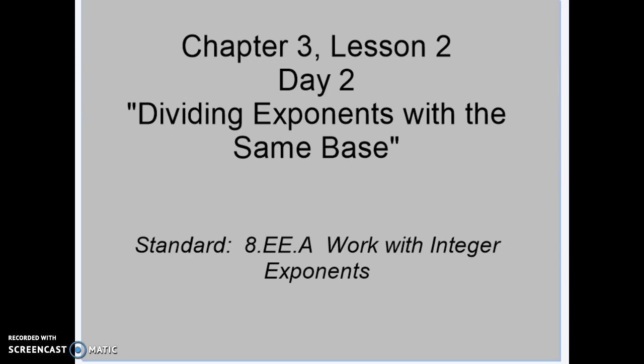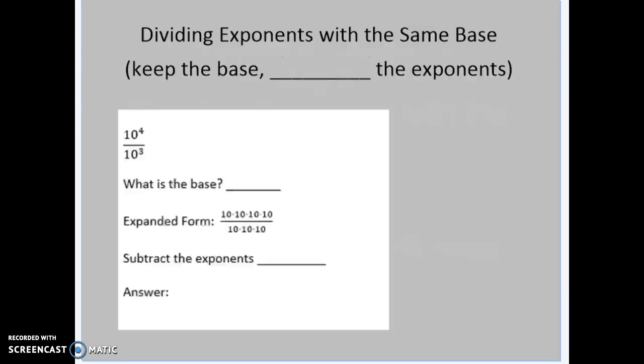So just as a reiteration of last video, we did not do dividing, but we did multiplying. When we multiplied our exponents together with the same base, we ended up adding. Because we're doing division this time, as long as the base is the same, we're going to keep the base, but this time instead of adding, we are going to subtract.